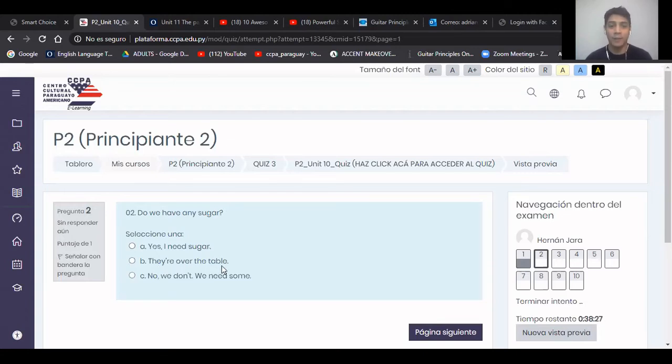"They're over the table." Sugar is uncountable, so we can't answer with "there." It's only "it is over the table." So it has to be "it" when you have a non-count noun. And option C, "No, we don't. We need some." So option C is the right answer.